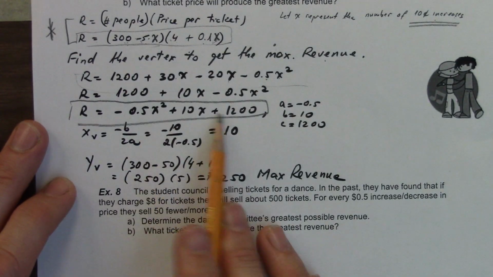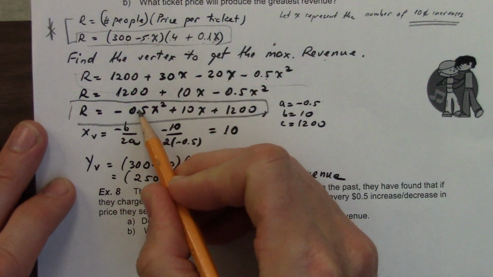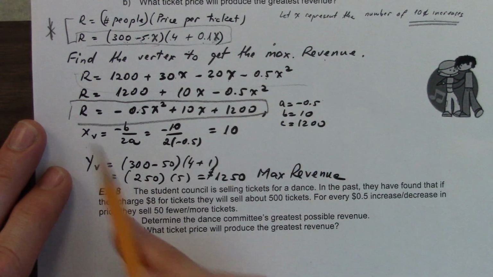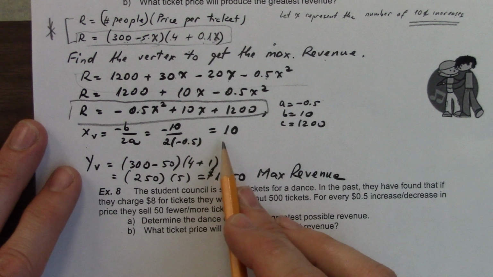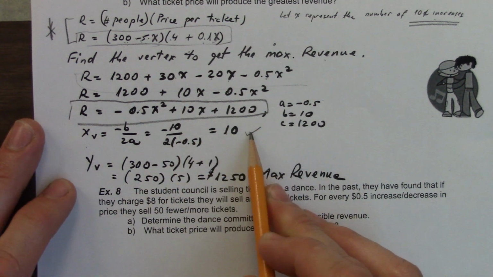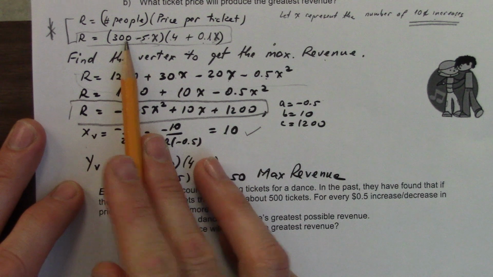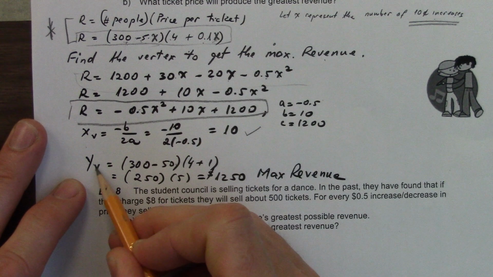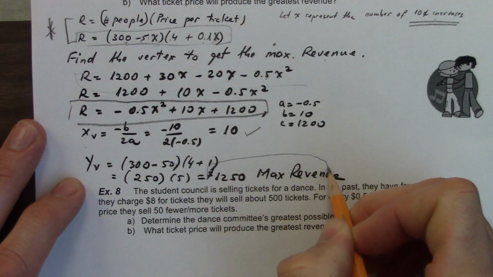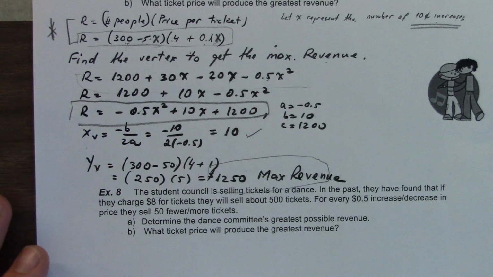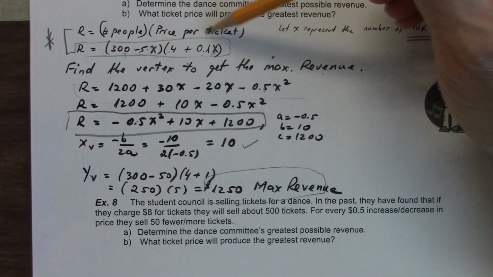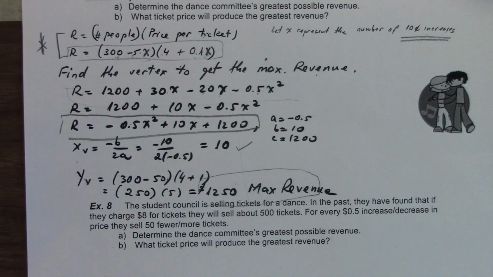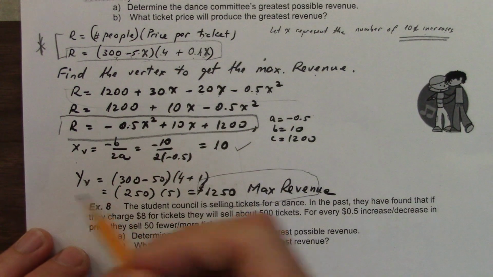We have it in that form. We know then our a value is negative 0.5, our b value is 10, and our c value is 1200. We'll use our nifty formula, negative b over 2a, to get the x value of our vertex, which turns out to be 10. We sub that back into our original formula and we get the y value of our vertex, which is our maximum revenue, $1,250. So after we did the original equations, it was relatively simple and straightforward to find the max revenue. Okay, so that's the answer to A.